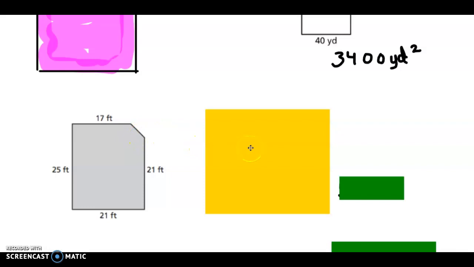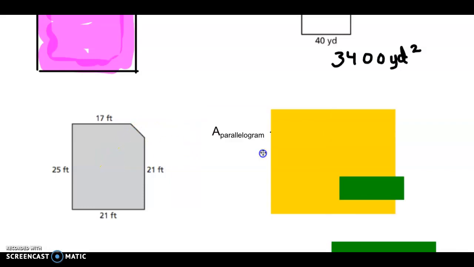So if we wanted to find the area of this gray figure, we would find the area of the parallelogram and then subtract this little part that was kind of bitten off. So I'll give you a minute to try that, and then I'll show you the answer. So here is the answer.